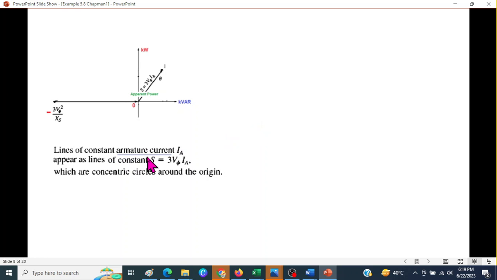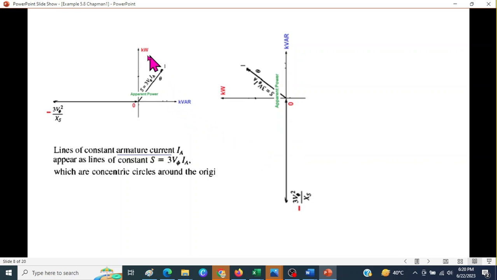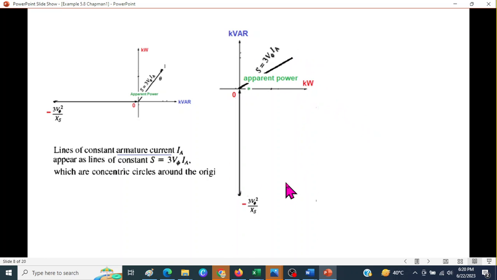Okay, the lines of constant armature current Ia, as lines of constant S, S is 3V Ia, which are concentric circles around the origin. So let's see what it is saying. What we have done is we have tilted this here 90 degrees, and now you can see this is negative, this is positive. So reactive power now we can represent by the vertical axis, but this is on the negative side. We want to turn it further, so flip it horizontally. Then this is a more convenient diagram.